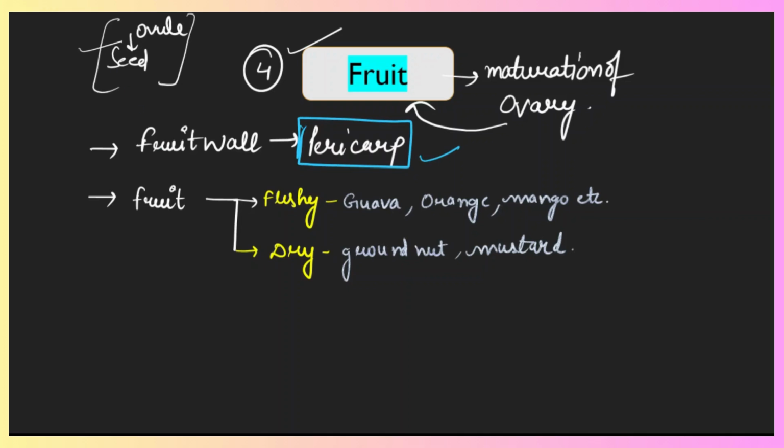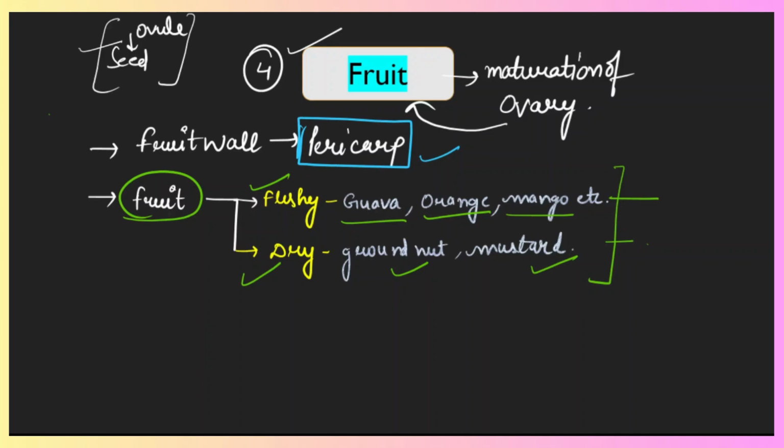Now, there are two kinds of fruit: fleshy fruit and dry fruit. Fleshy fruits, as the name suggests, are fruits that are pulpy in nature and contain pulp inside. Examples are guava, orange, and mango. These all come under fleshy fruits, and dry fruits are like groundnut and mustard. These examples are important.